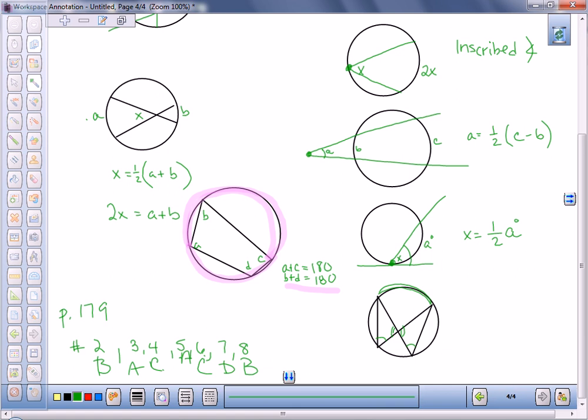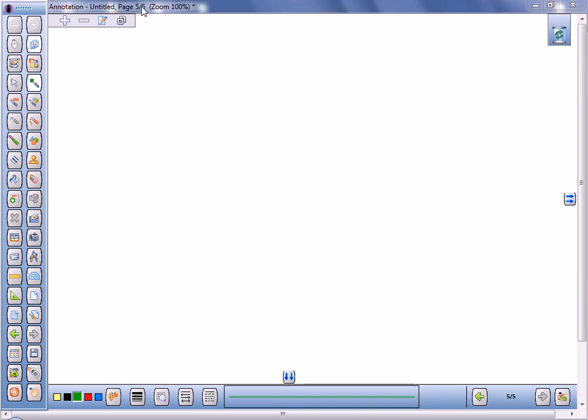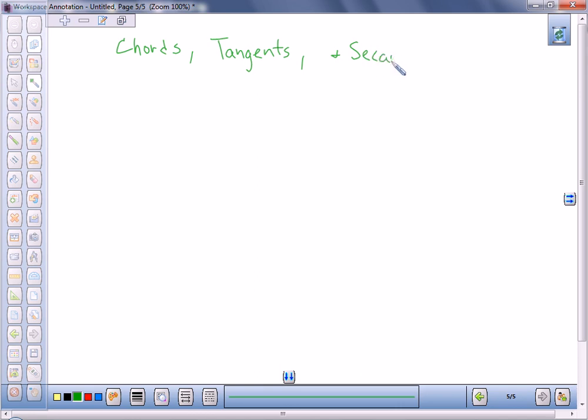All right, let's flip on over to page 180 and take a look at this. Okay, this is on chords, tangents, and secants. We've already talked about what they all look like. Now, let's go into some specifics about chords, tangents, and secants.